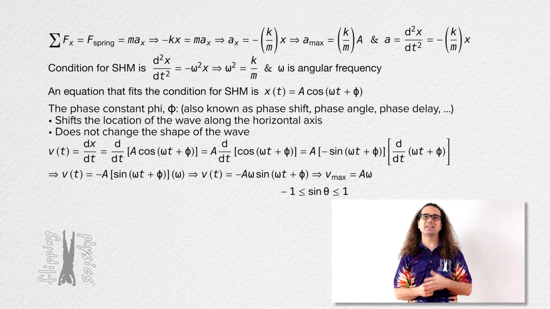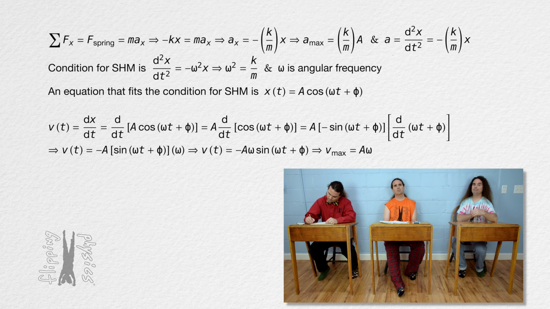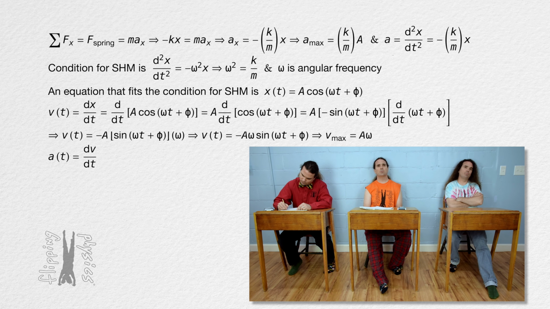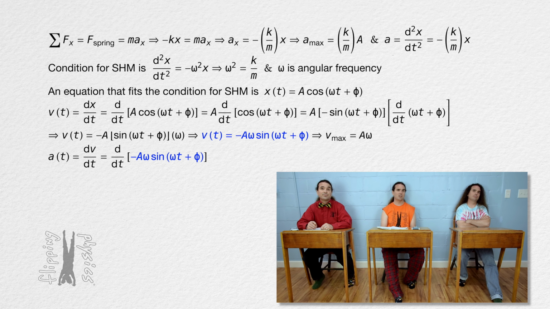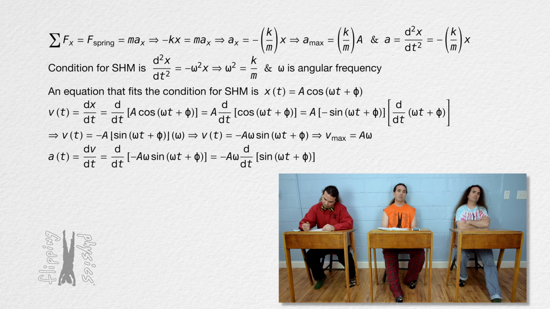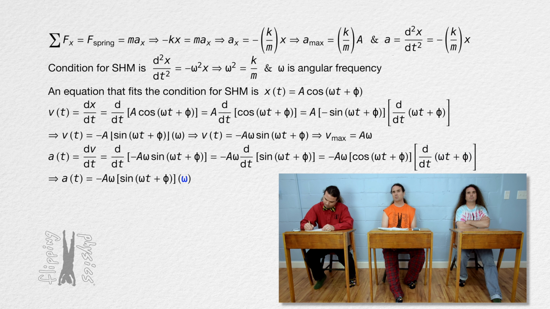Bobby, please determine acceleration as a function of time. Sure. Acceleration equals the derivative of velocity with respect to time. So the derivative with respect to time of the equation Bo just derived. This is actually very similar to what Bo just did. Negative amplitude times angular frequency is constant over time, so take that out from the derivative. The derivative of sine is cosine, and we need to use the chain rule. Again, the derivative of that parenthetical expression with respect to time is just angular frequency.